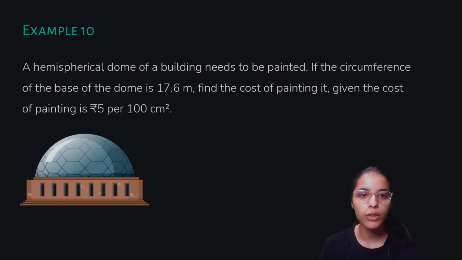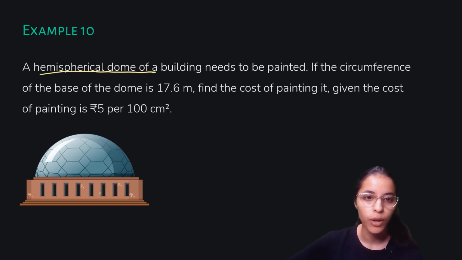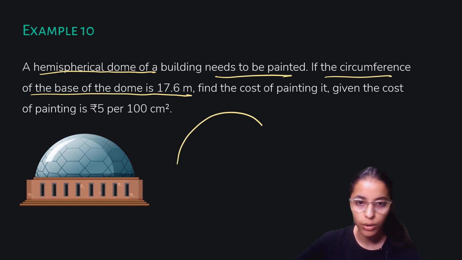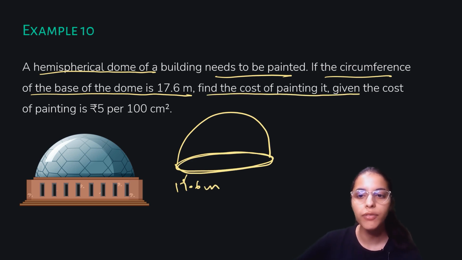And now let us move on to our next example, example number 10. In this question, we're given that a hemispherical dome of a building needs to be painted. That is, this dome needs to be painted. If the circumference of the base of the dome is 17.6 meter. Now the circumference, let me draw the sphere over here. Now it is given that the circumference is 17.6 meter. We have to find the cost of painting it.